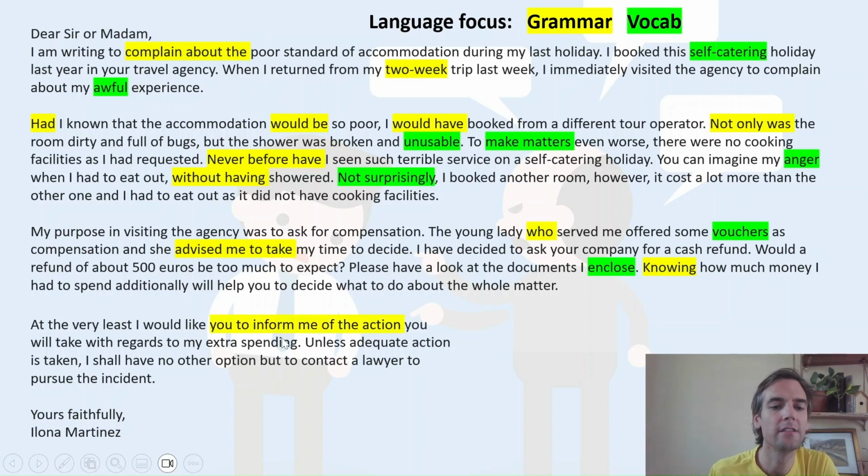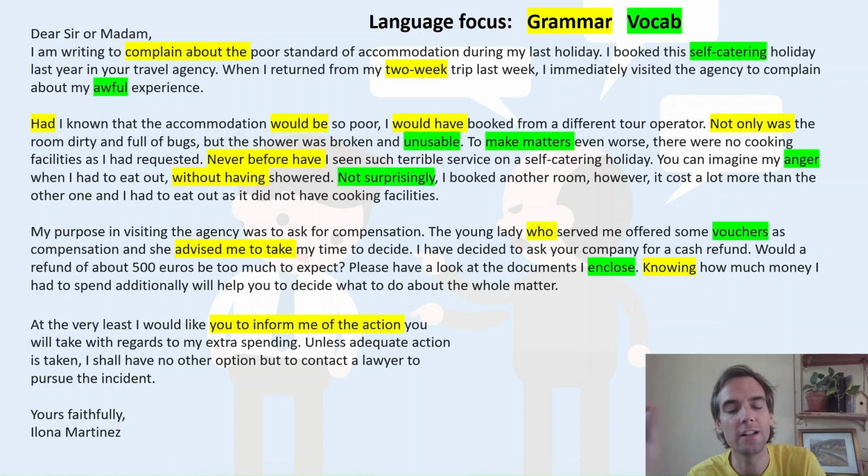And then the last one, this is very complicated, but I would like you to. Because it's would like, it must be to. So it's would like you to, and then do what? Inform me of something. So again, how do you use the verb inform? You inform someone of something. Inform me of the action.